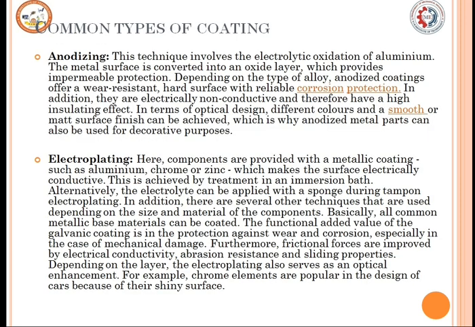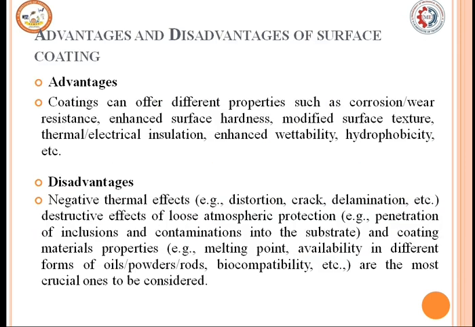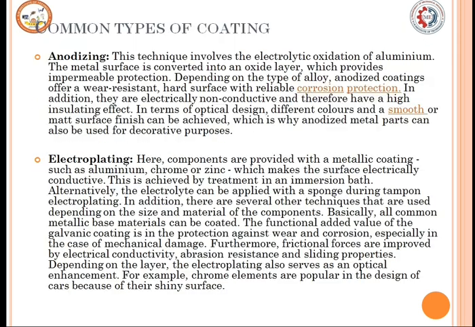Common types of coating are anodizing, electroplating, powder coating, e-coating, and wet spray. So these are some of the coating technologies which are available. Anodizing is a process by which corrosion protection happens to the material. A smooth or matte surface finish can be achieved. By anodizing the metal parts, they can also be used for decorative purposes.